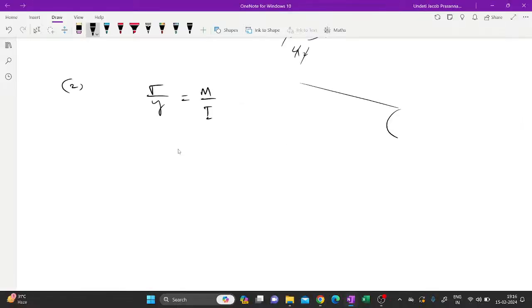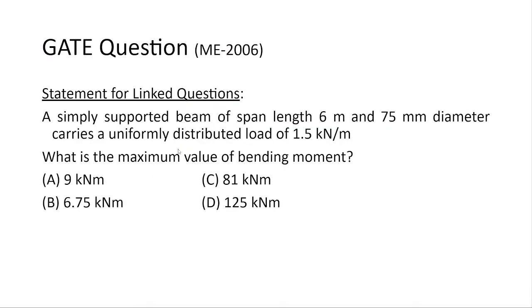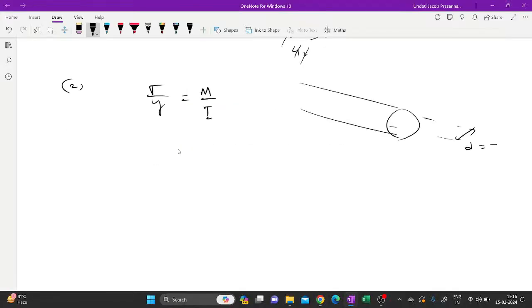So if you see the geometry, it is given that it's a cylindrical rod with some diameter. So diameter is equal to 75 millimeters, right? So this will be the neutral axis. I value is nothing but pi d power 4 by 64.